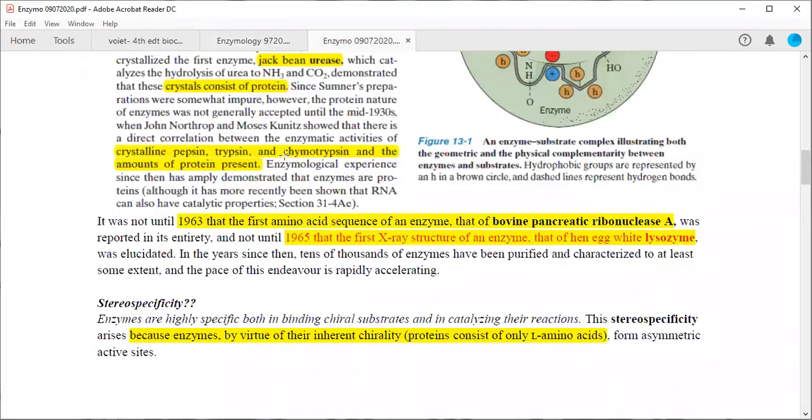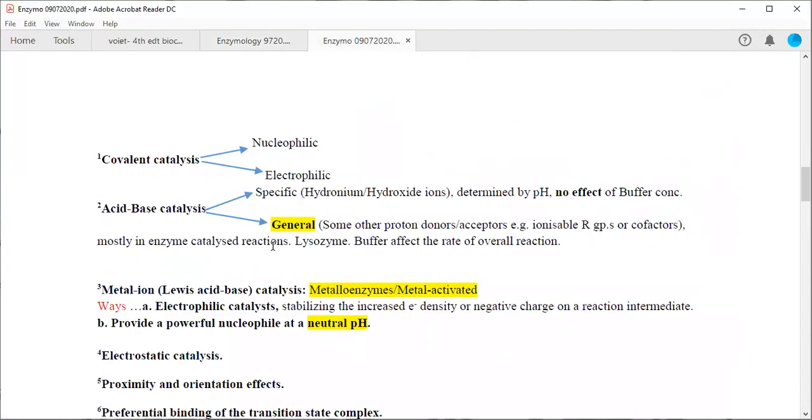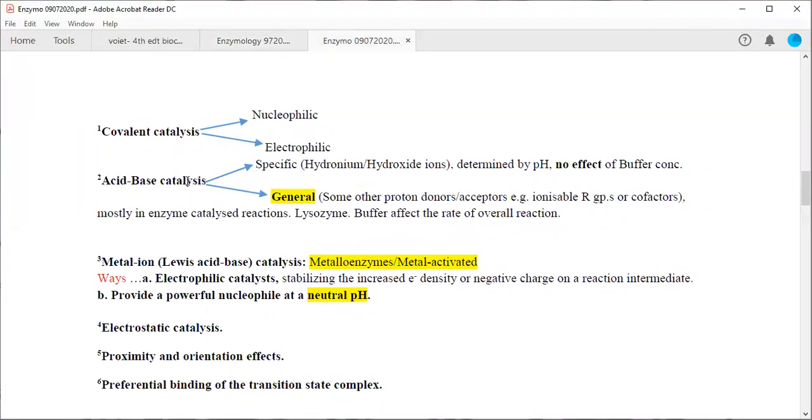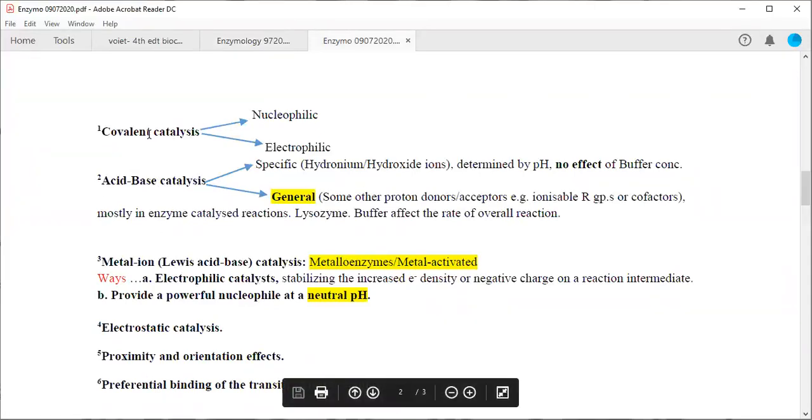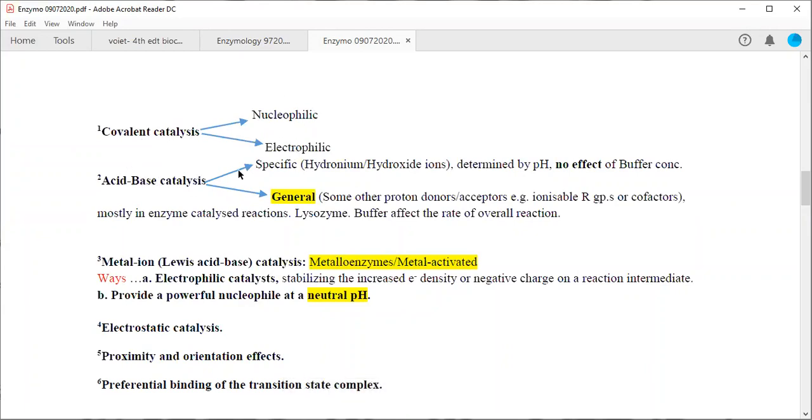So you can also get this one from here. So this is acid-base catalysis actually. There are 6 types: covalent catalysis, which is either nucleophilic or electrophilic. Acid-base catalysis can be of 2 types, general or specific. Actually, most of the enzymes follow the general way; for example, lysozyme itself has this general way of acid-base catalysis.